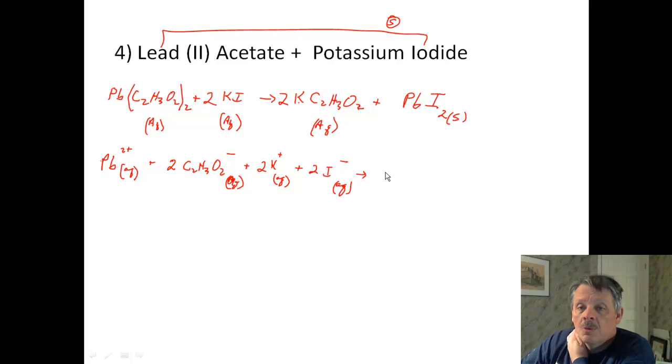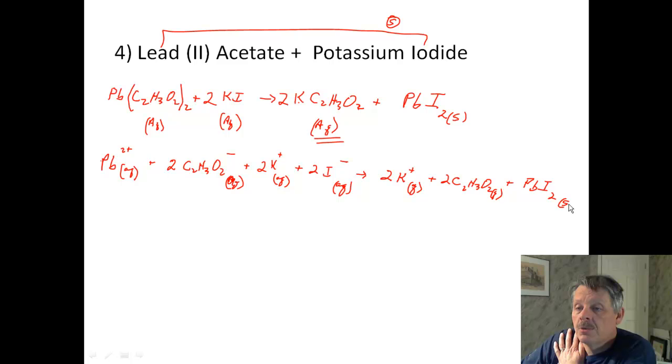And they're going to produce, now we still have something that's aqueous over here, so that still needs to be split out. 2 potassiums, which are both positive, which are aqueous, and 2 acetate ions, C2H3O2, and those are aqueous. And then we have this PbI2 actually, which is a solid. So it has not broken apart, so we just leave it as a solid.